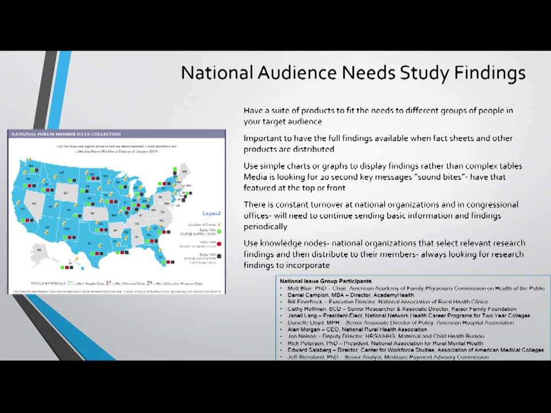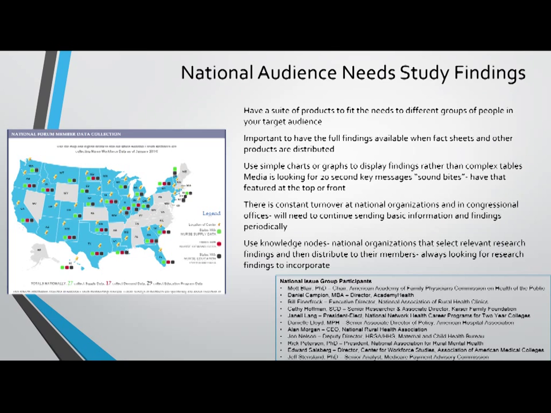They also indicated that there's constant turnover at national organizations and in congressional offices. So even though you might have gone and talked to them 2 years ago, there's a good chance those people aren't there anymore, and they didn't keep your information. So you constantly need to keep sending basic information and findings. And they also indicated that national organizations serve as knowledge nodes. They select relevant research findings and distribute them to their members. So making it in a way that is easy for them to share is also advantageous.